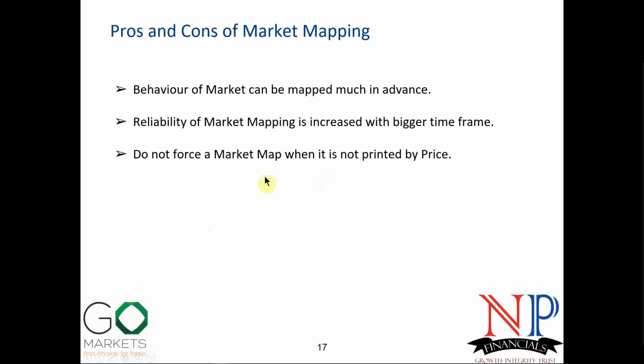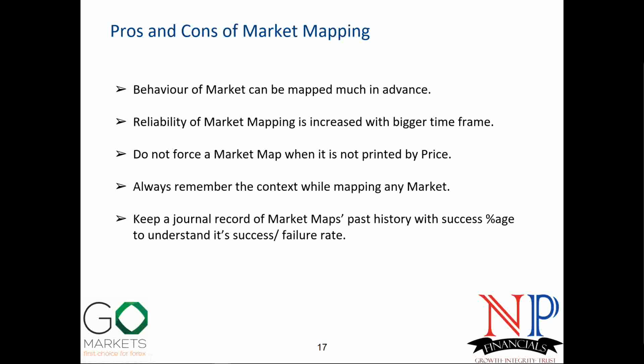Do not force a market map when it is not printed by the price. Price has to print or plot. Always remember the context while mapping any market. So whether we are in a downtrend and we are getting a double top, or sorry, double bottom, or we are in an uptrend and getting a head and shoulder, and so on and so forth. Keep a journal record of market maps, past history with success percentage, to understand its success and failure rate.